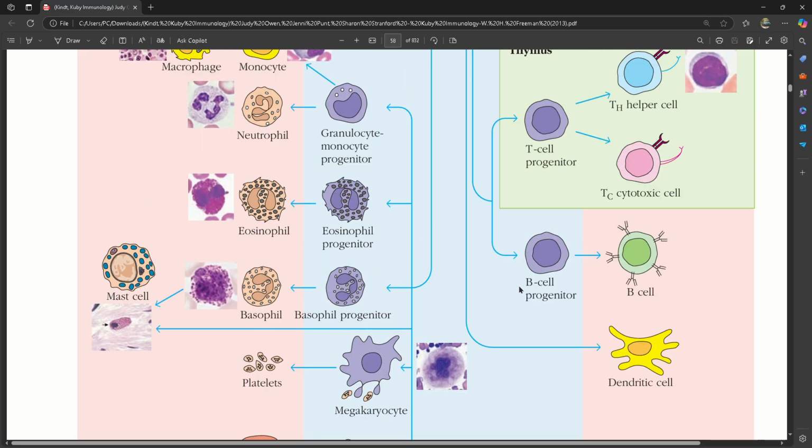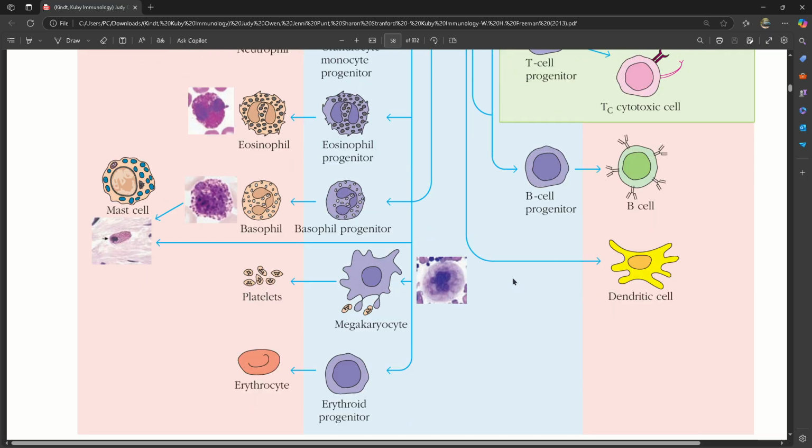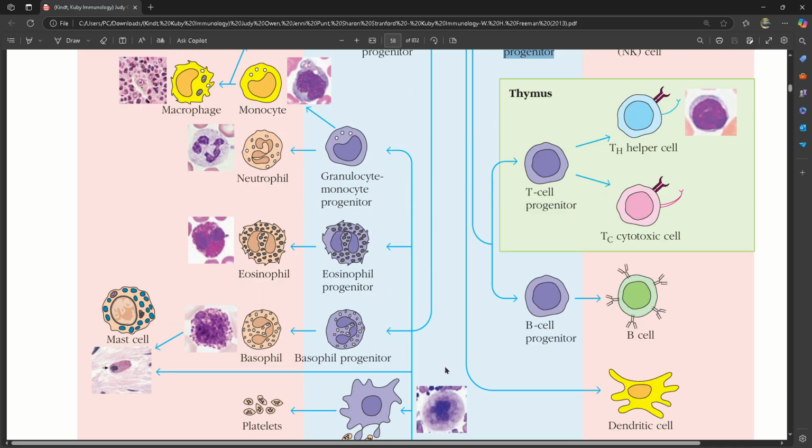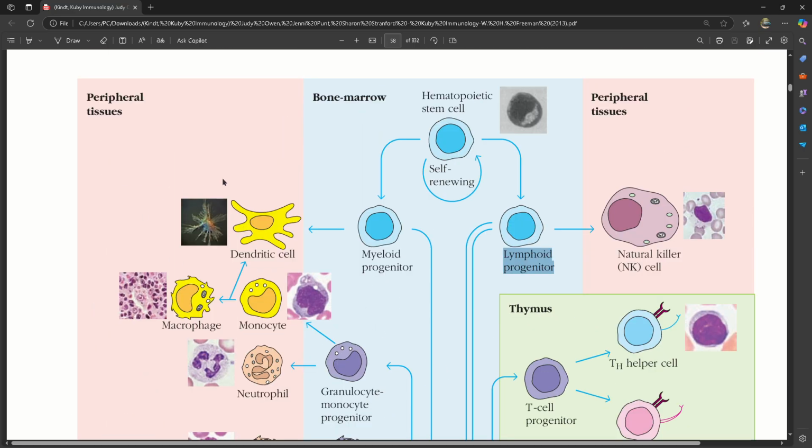and these myeloid progenitor cells may also give rise to the platelets. They will form megakaryocyte, and then it will form platelets which help in the healing of wounds, and erythroid progenitor cells will develop into erythrocytes. So we see that these hematopoietic stem cells will go and develop these myeloid progenitor cells and lymphoid progenitor cells.